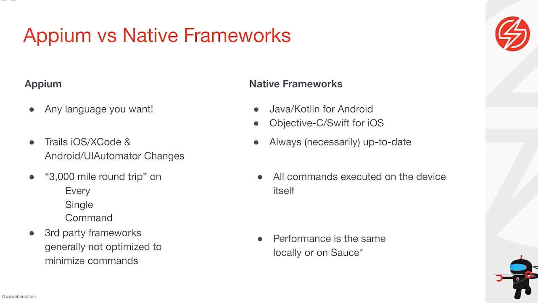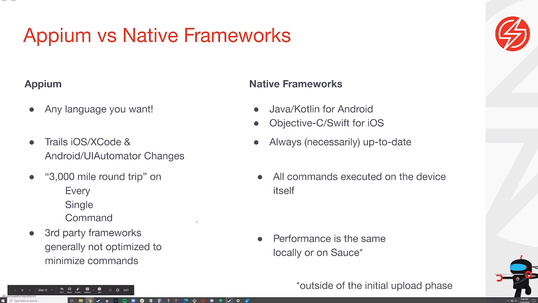And outside of the initial upload phase of the native app runner, performance is generally going to be the same locally versus on Sauce. So you could actually do some amount of performance metrics gathering when you're running native apps on Sauce, because you'll be able to get timing information that you can rely on. There's no third party, there's no really long wait for all the network latency that could happen.